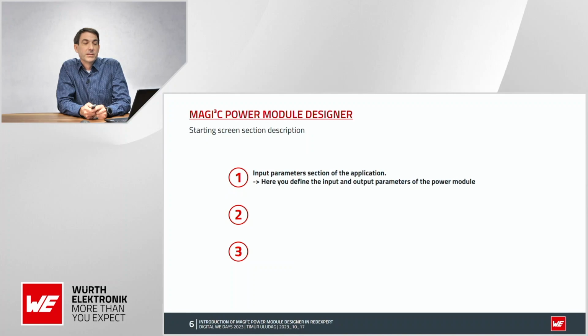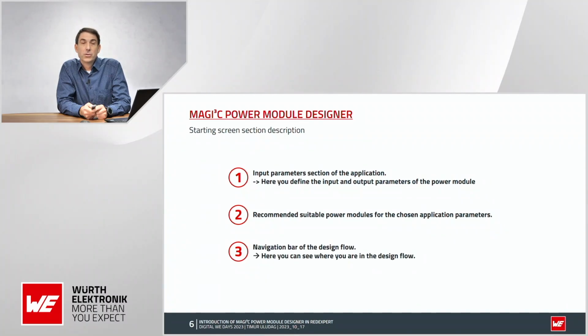So what are the sections all about? First, section 1 is where you fill in the values of the parameters for your power module and for your application. Section 2, here you will get a recommendation about the power module that fits best for the values and the parameters you have selected. And the third section is the overall navigation section. Here you will see where you are in your current simulation design flow.